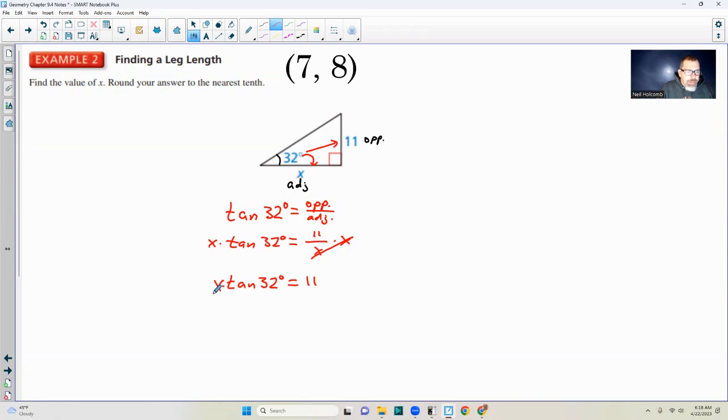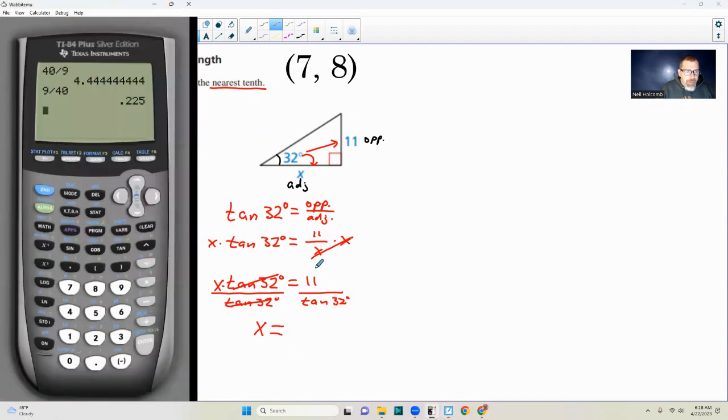I'm trying to solve for X. So now I have to move the tangent of 32 away from X. So I'm going to divide by tan 32. Okay, now the tangent 32s cancel, and I finally get X by itself, and I get 11 over the tangent of 32. We want to round our value to the nearest tenth, so I get my calculator.